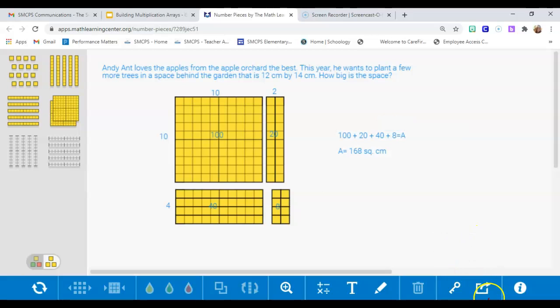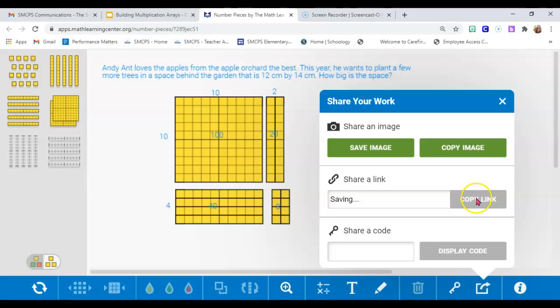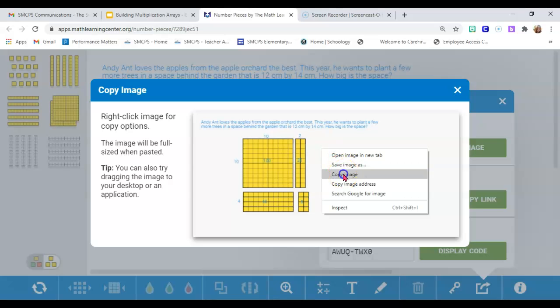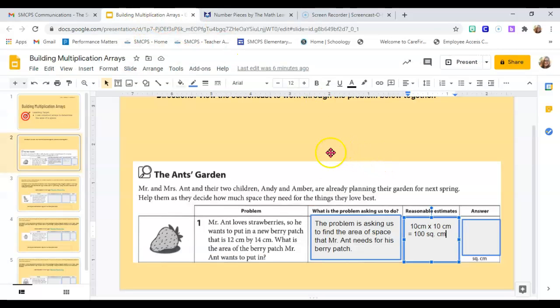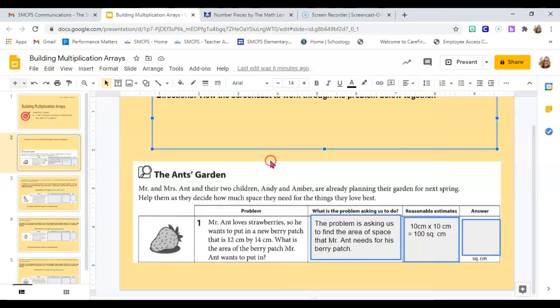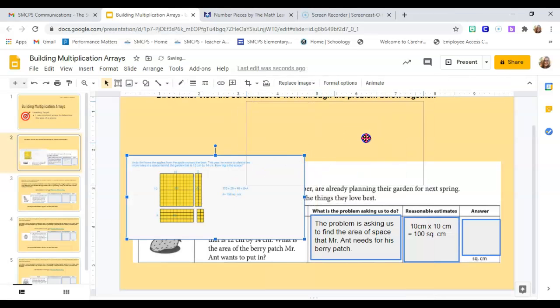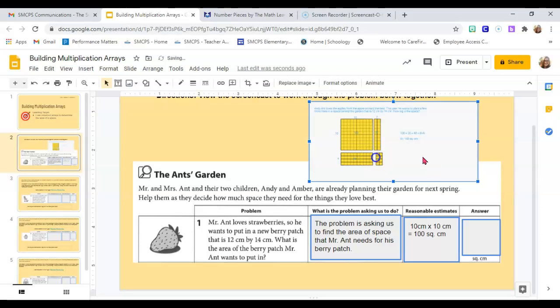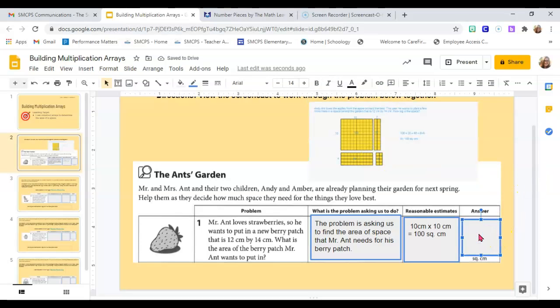Now I'm going to click the share button so I can copy and paste this. Remember, I'm going to hit copy image, right click my mouse, copy image, come back to my page here, and I'm going to right click and paste. And I'm going to paste my answer right here. So my answer is 168. And it already has my units there. So that is how you do these problems. You are going to just work on slides 3 and 4.